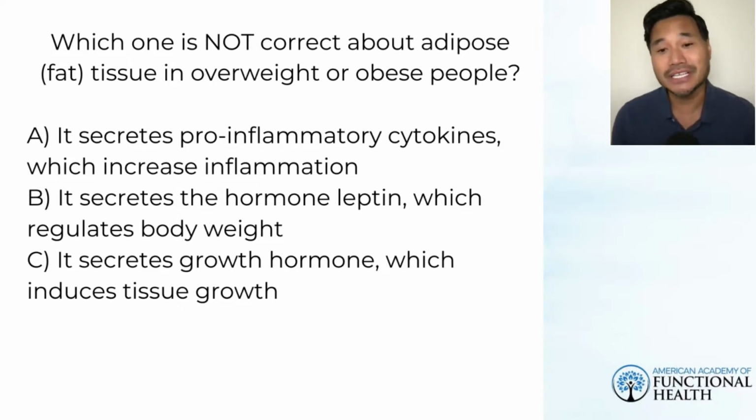A, creates pro-inflammatory cytokines, which increases inflammation. B, it secretes the hormone leptin, which regulates body weight. Or C, it secretes growth hormone, which induces tissue growth. And again, the key word here is which one of these is not correct about adipose and fat tissue. We'll give you a couple of moments here and you can put your answers in the chat.